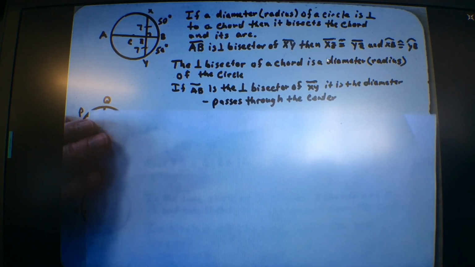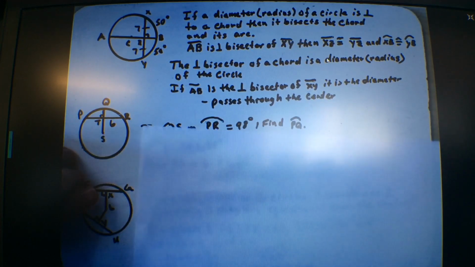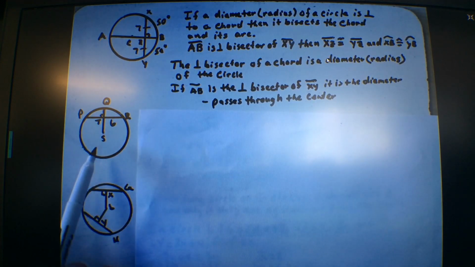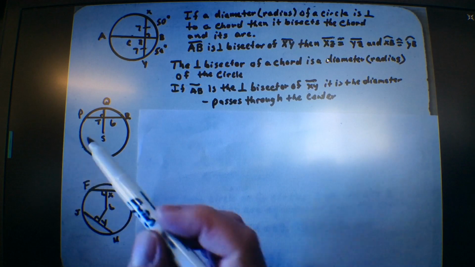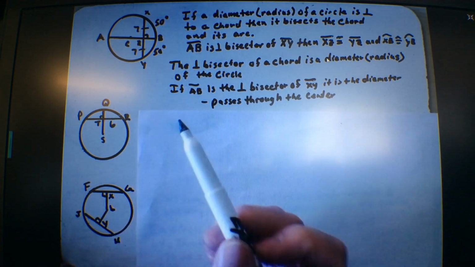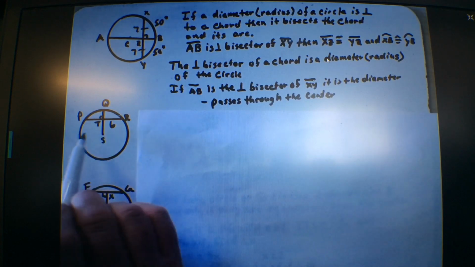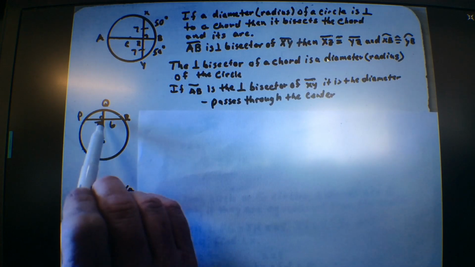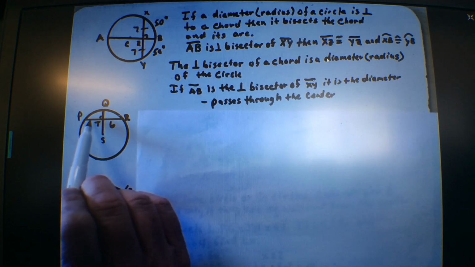All right, let's take a look here then at this picture. This picture, we have circle S. We have a radius QS, and it is perpendicular to this chord. So it's perpendicular. So you should be able to tell me what the segment PT is. If this is 6 from here to here, this has to be 6 also.